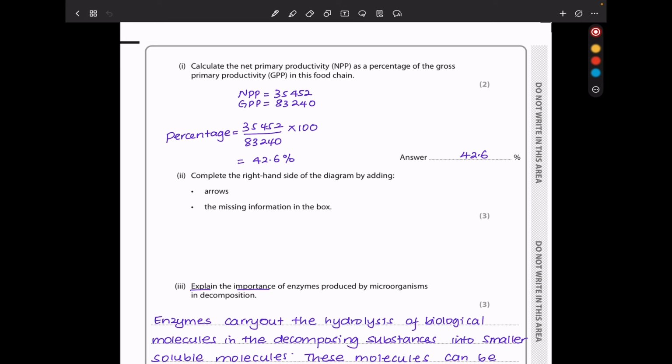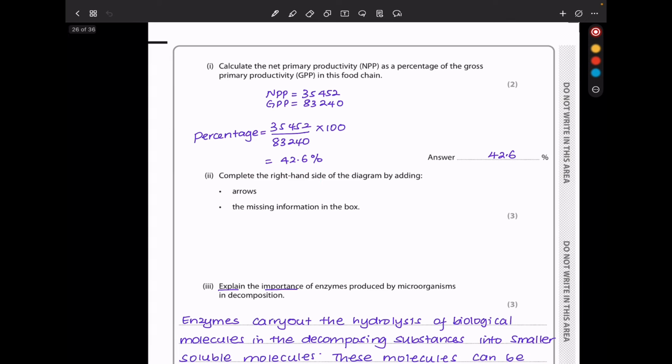and that is the answer. The next they say complete the right-hand side of the diagram by adding arrows of the missing information in the box.